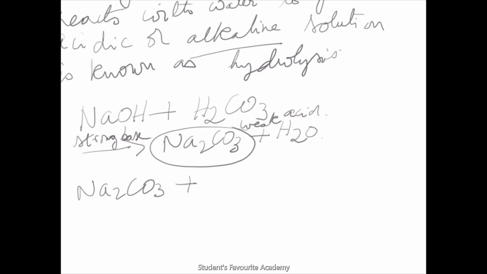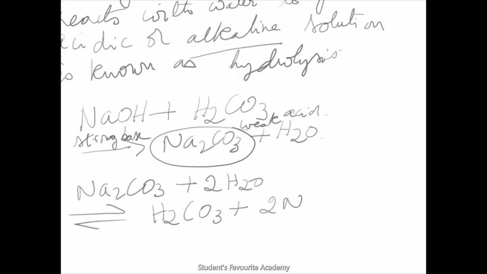Na2CO3. When it is dissolved in water, it is a reversible reaction. That is why we write reversible. It forms carbonic acid, that is H2CO3, plus sodium hydroxide. This is a strong base, so it will form an alkaline solution.